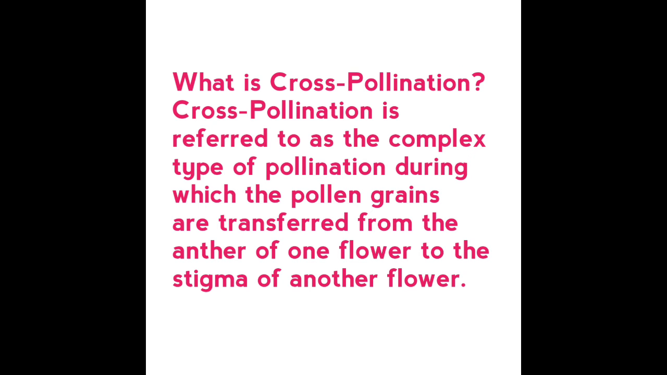Now the question is, what is cross-pollination? Cross-pollination is referred to as the complex type of pollination during which the pollen grains are transferred from the anther of one flower to the stigma of another flower. And the important thing is that cross-pollination takes place between two different plants but of the same species.